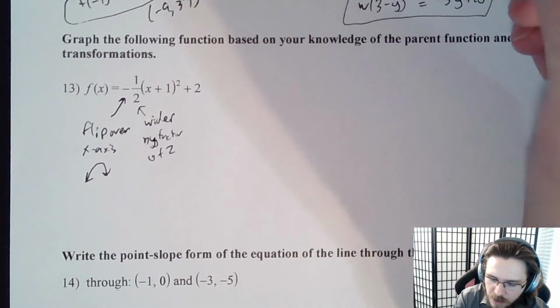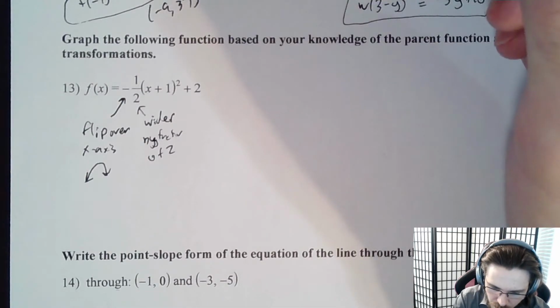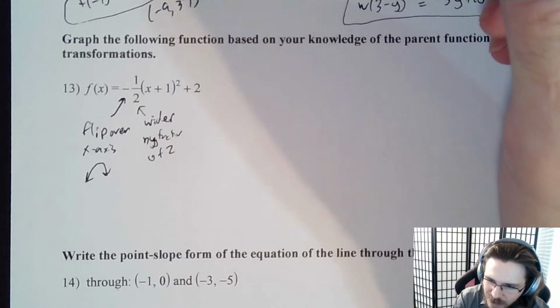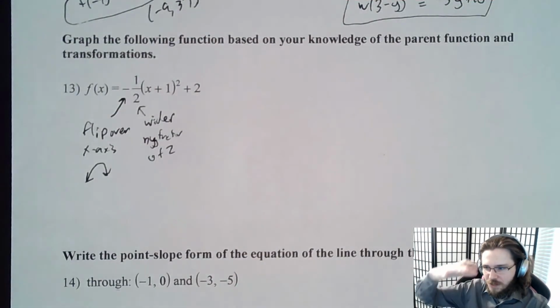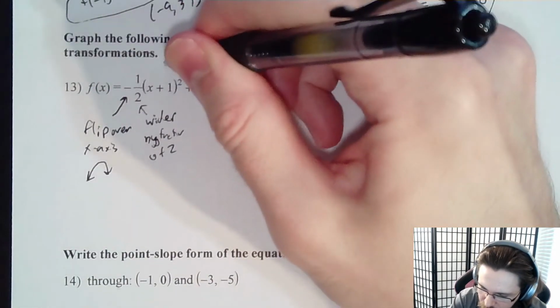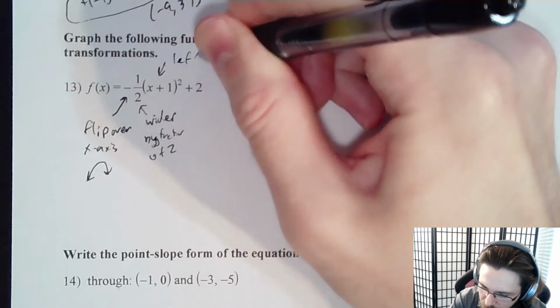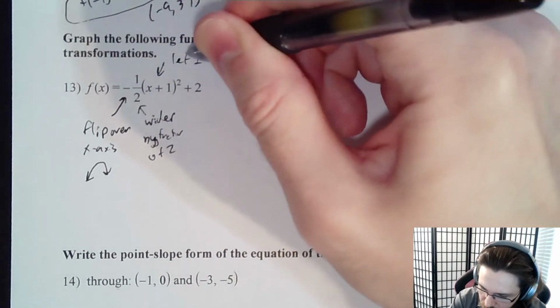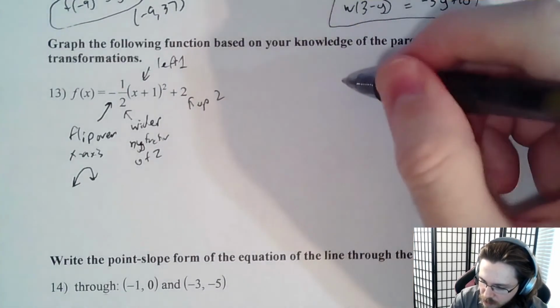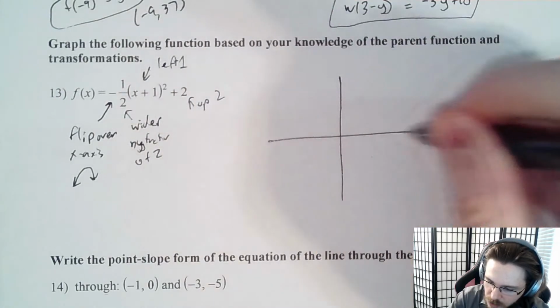You can call it a horizontal stretch or a vertical compression because you're making it flatter. Vertical compression is usually how it's done, but most important is this wider. This guy right here is going to be left 1 unit, and that is going to be up 2 units. So you're just making a quick sketch is all you're doing.